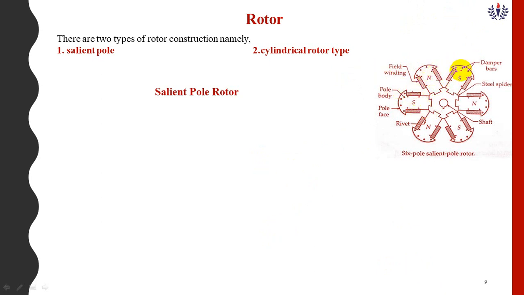The salient pole has the major parts. You see the shape, inside there will be a shaft, and the rotor will be like this. For every pole shape there will be a field winding, on both left and right. Inside there will be damper bars available.